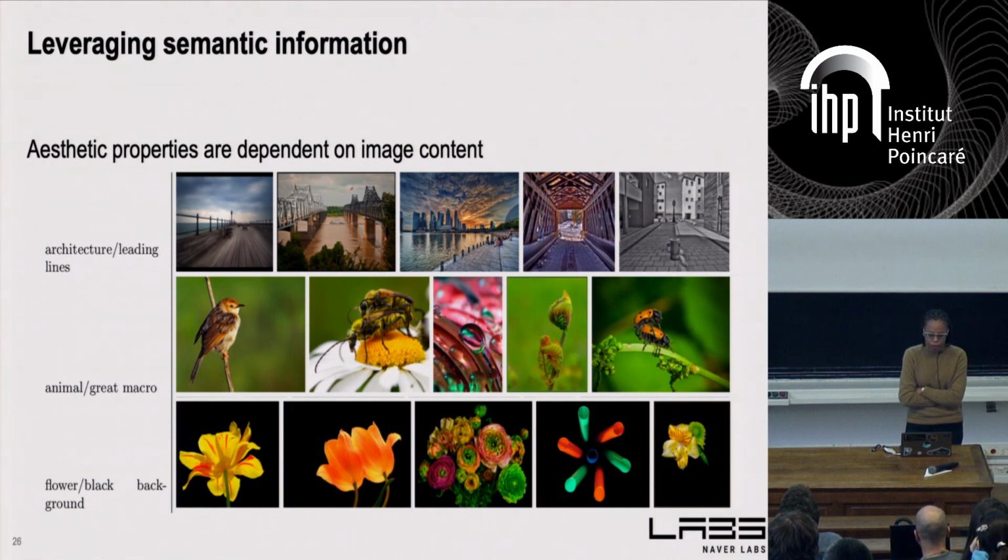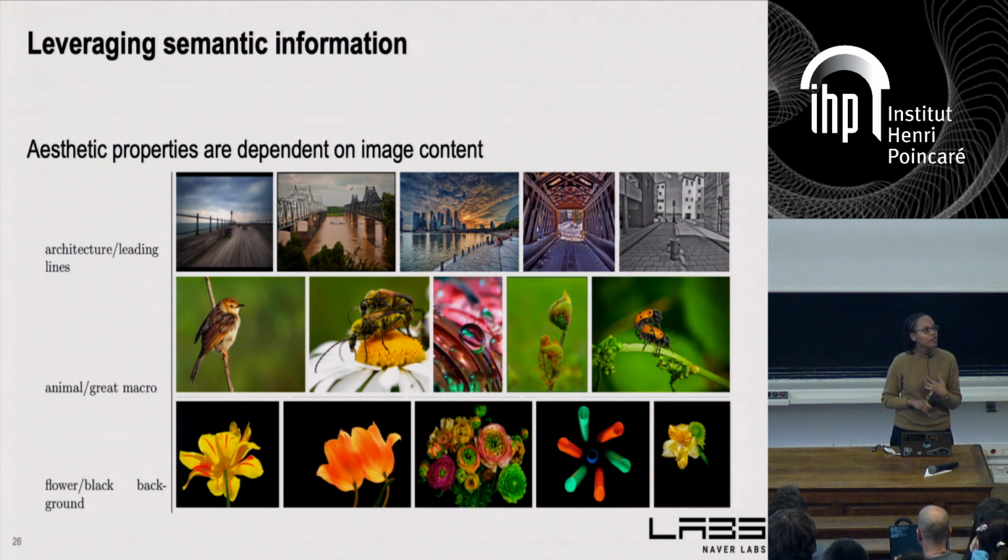So why do we care about leveraging semantic information? The reason is that we know aesthetics is dependent on the content in your image, right? Given a different image, what makes it aesthetically pleasing is going to be different. To illustrate this, I'm showing examples of high quality images, images that are rated very highly by people in the AVA dataset, for three different types of semantic content.